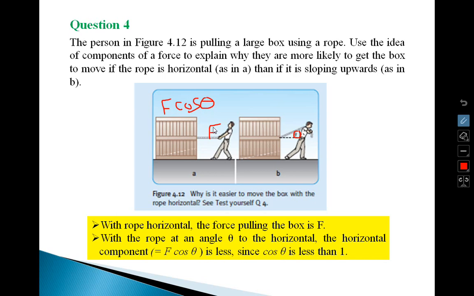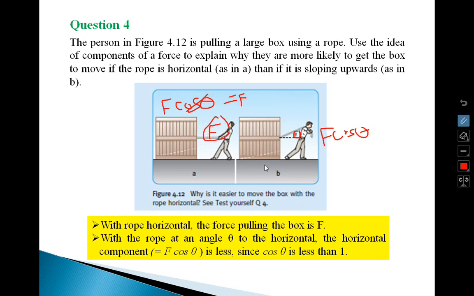F cosine theta. And in this one there is no theta. So the total force is equal to what? To F. So what's the total force here? It is equal to F. With the rope horizontal, the force pulling the box is F. The total force is F here.